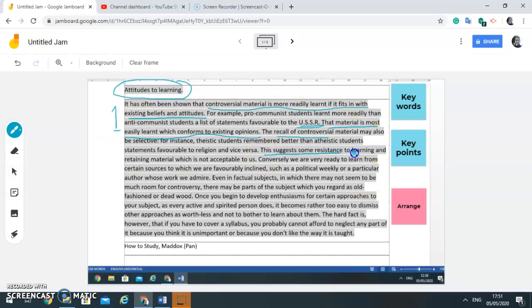Okay. So this is the second point, that we easily remember things that we like, let's say things that are favorable. So there are things that we like and things that we don't like. We tend to forget things that we don't like, and we tend to remember things that we like. Okay. So this is another supporting detail about certain materials or certain information that we love to follow.